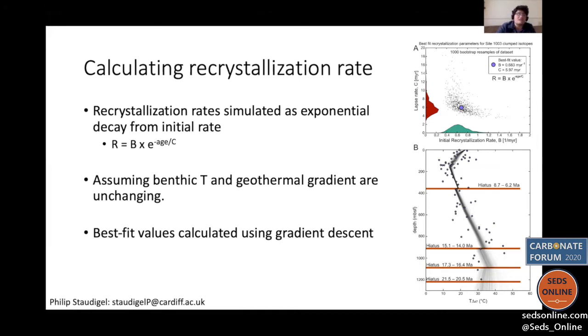And the rate of that slowdown is informed by the difference between this reconstructed geothermal gradient that we calculate using clumped isotopes and the actual measured geothermal gradient at the site, which is about 30 degrees Celsius, 35 degrees Celsius per kilometer. So that's the rate at which bulk recrystallization is modeled. We don't separate the micrite and coarser phases in this model.